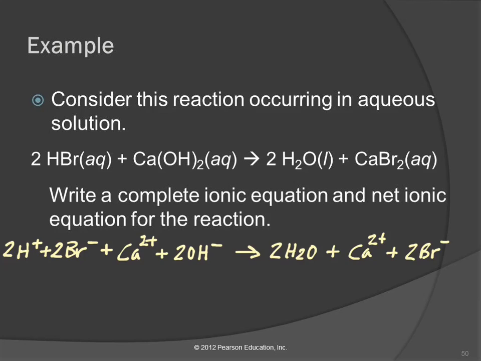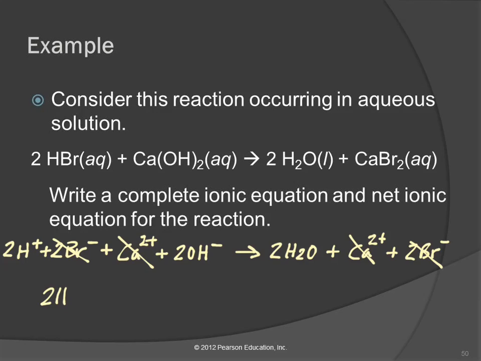So what we're going to do is we're going to identify the things that are the same on both sides, and we're just going to cross them off. So there's the same number of calcium 2 plus ions on each side, and there's the same number of bromide ions on each side. They didn't really participate in the reaction. They were just watching. So then for the net ionic equation, we're just going to copy down what's left.